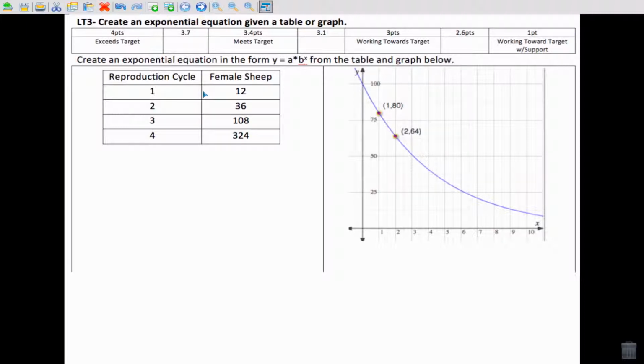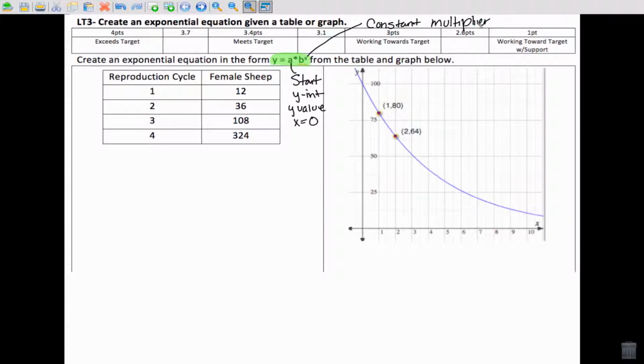So this was the question on your test. You had a table and a graph, and you were asked to create an exponential equation given each. If you remember, and we talked about this in class, an exponential equation is in the form y equals a times b to the x. Okay, so that a is our start. It's our starting value. It's our y-intercept, which we all know means it is the y value when x equals 0, okay? And then b is our constant multiplier.